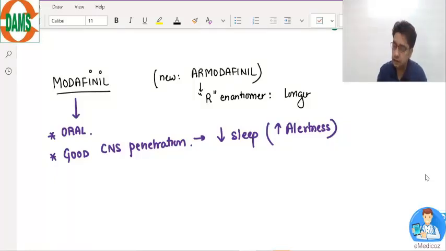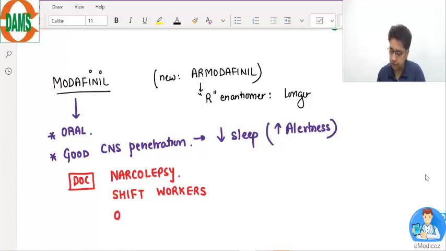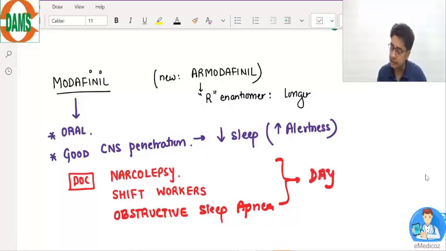Because of this reason, modafinil is the drug of choice for narcolepsy. Second, you will write shift workers, and obstructive sleep apnea. The people who have obstructive sleep apnea cannot sleep at night. Shift workers also don't sleep at night. In all these three conditions, the patient has daytime sleepiness.